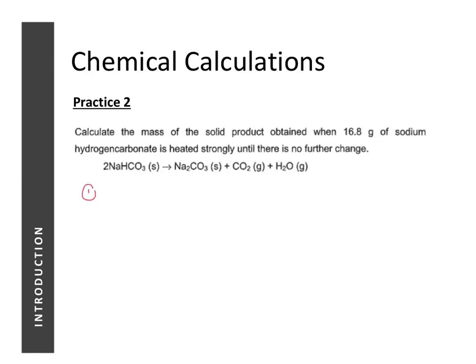So step number 1 is to convert to moles. So what is given in the question? We are given the mass of sodium hydrogen carbonate. So how do we find the number of moles of sodium hydrogen carbonate? Again, it is by taking mass divided by molar mass. So we take 16.8 divided by the molar mass of sodium hydrogen carbonate, which is 23 plus 1 plus 12 plus 16 times 3. That will give us a value of 0.2 moles. So step 1, convert to moles.